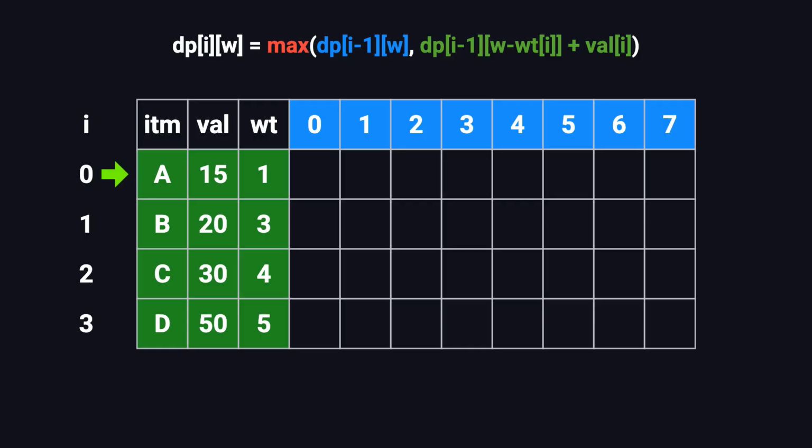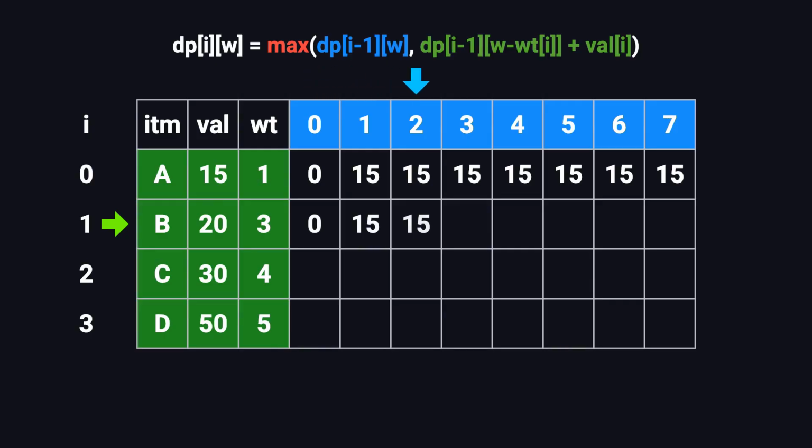Start with the first row, item A. It weighs 1 kilogram and is worth $15. For capacities less than 1, the value is 0. For capacities 1 and above, we can take A, so the value becomes 15. We fill in the rest of the row with 15. Now, the second row. Here we're considering items A and B. Item B weighs 3 kilograms and is worth $20. For capacities 0, 1, and 2, B is too heavy, so we simply copy the values from the row above.